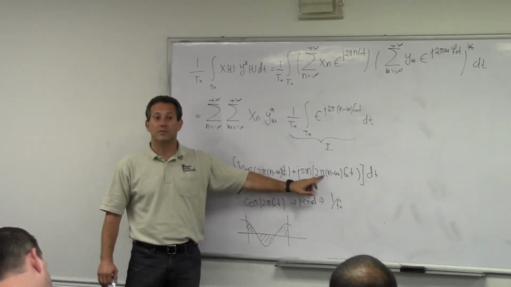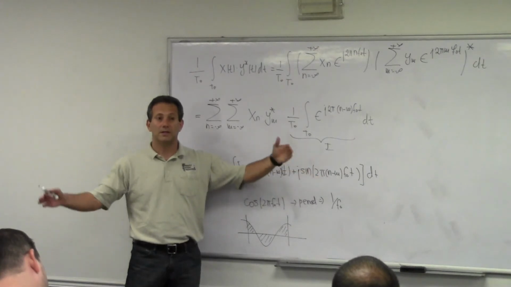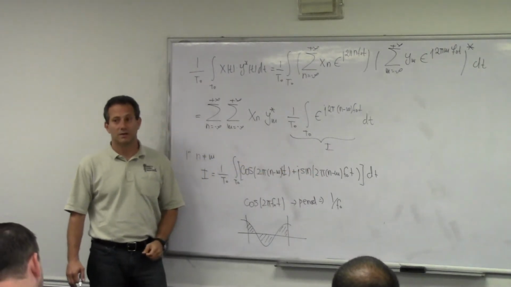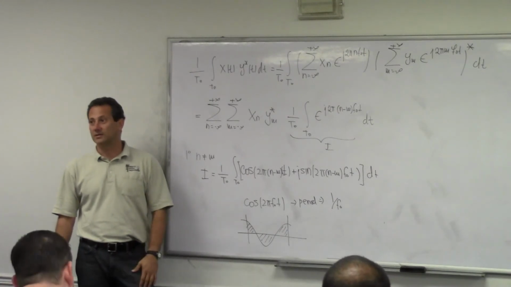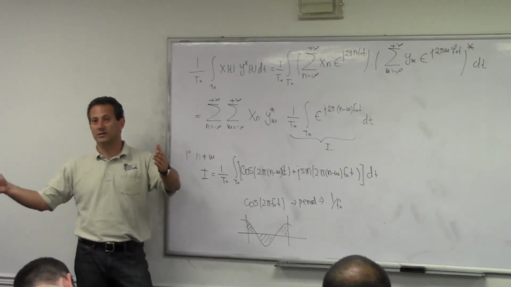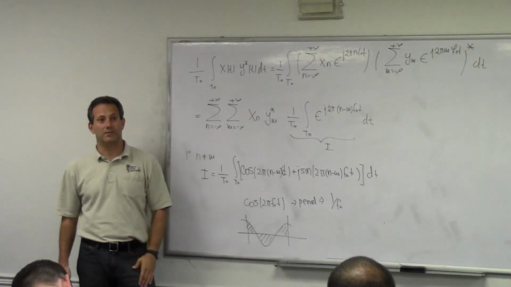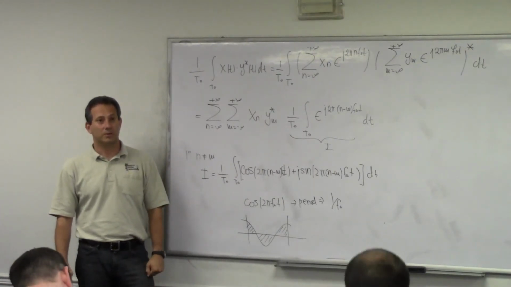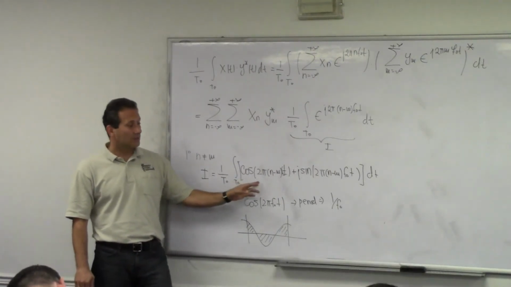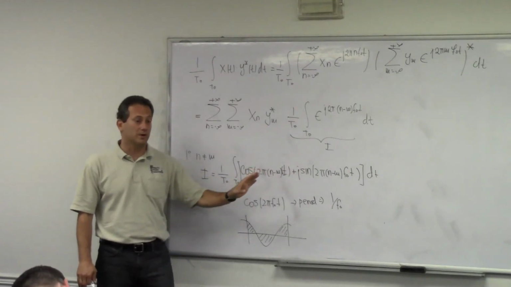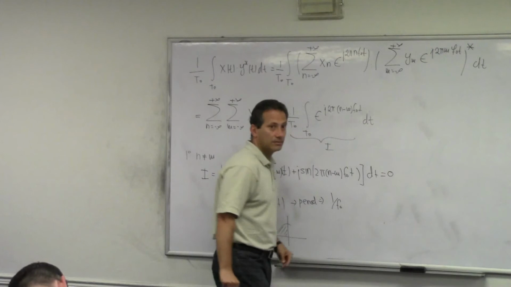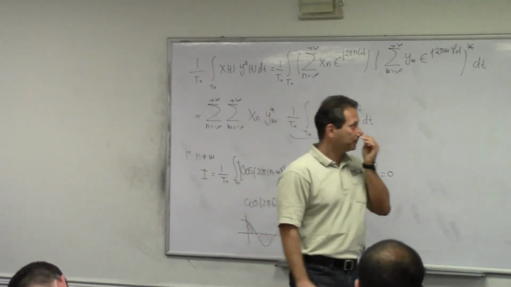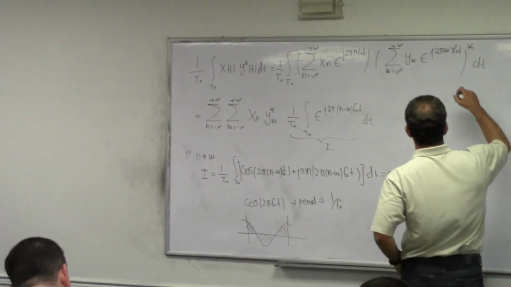When n is different than m, I'm integrating again sine over the integer number of periods. Same. That's the same thing, right? Sine and cosine are the same functions, just shifted a little bit in time, right? Shifted by a quarter of a period of time. But here I'm integrating over an integer number of full periods. So to make a long story short, this thing is 0, right? Always.